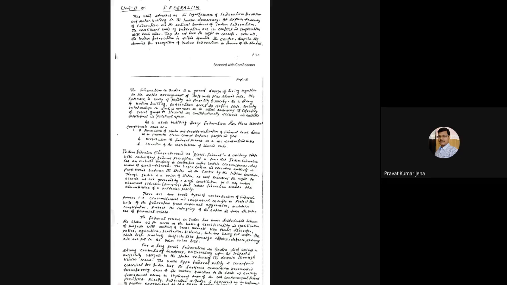However, how Indian federalism was made by the constitutional makers, how it has been inherited, and how the units and also the union together extend their works, how self rule and shared rule will continue, was the decision. But as a state building theory, federalism has three essential components.